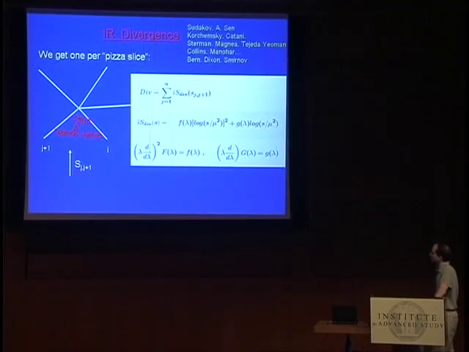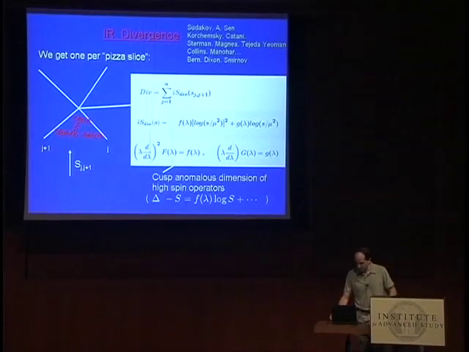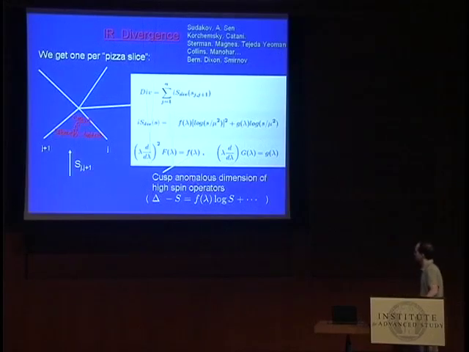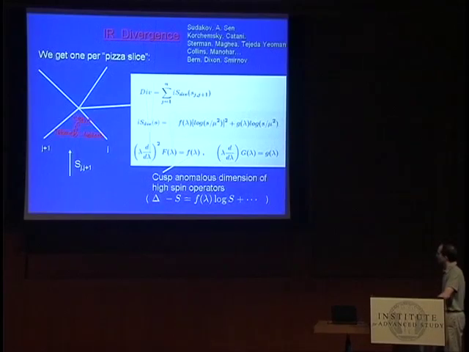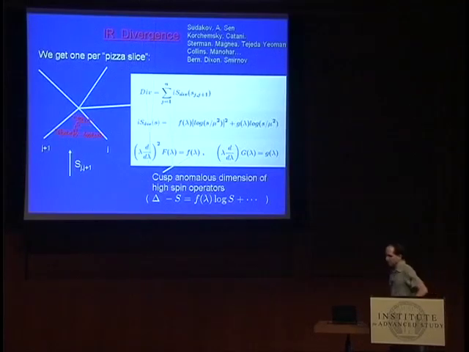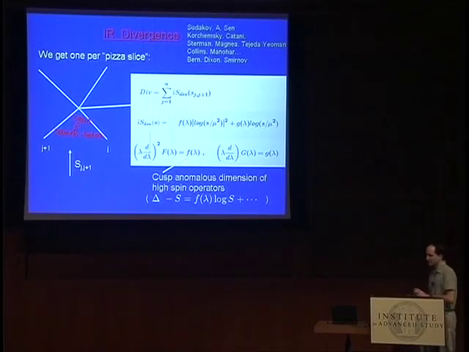It makes an appearance here in this calculation. And it also appears when you consider the anomalous dimensions of high-spin operators. If you look at the leading twist operators, for example, operators with very large spin, you find that the anomalous dimension scales like the log of the spin with some prefactor which is the same as this function. So this is a function that appears whenever you have two fast-moving gluons that are exchanging soft gluons.